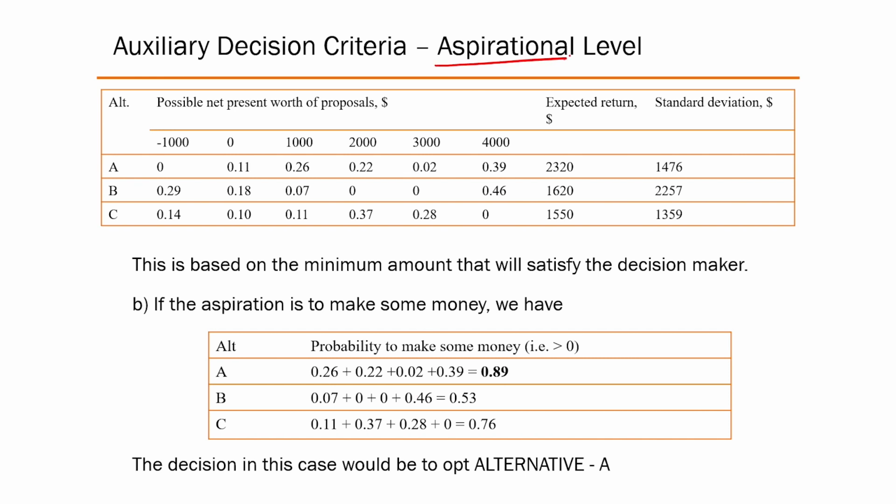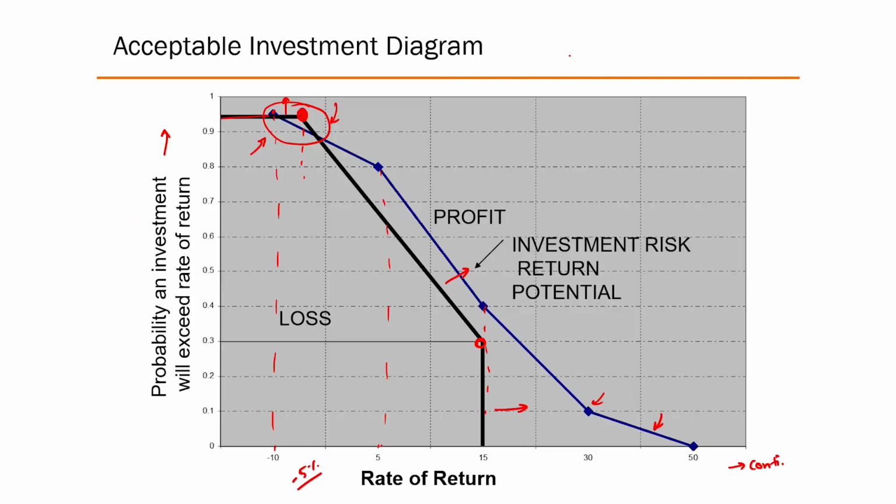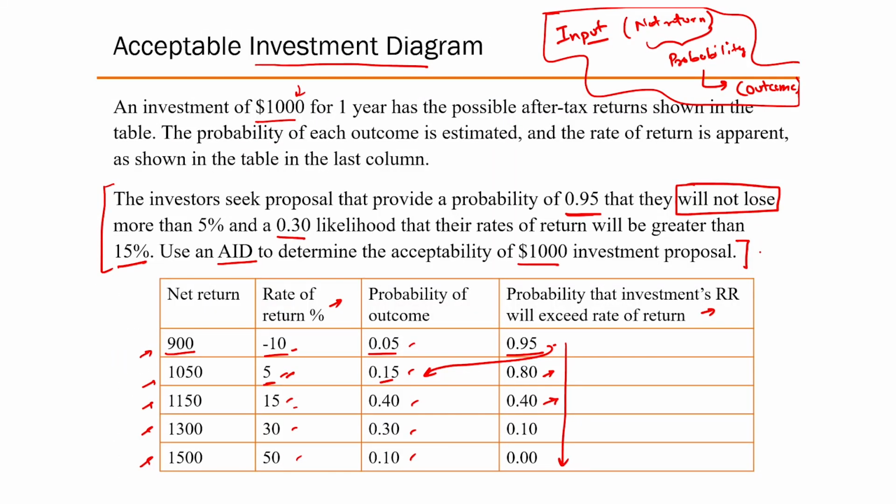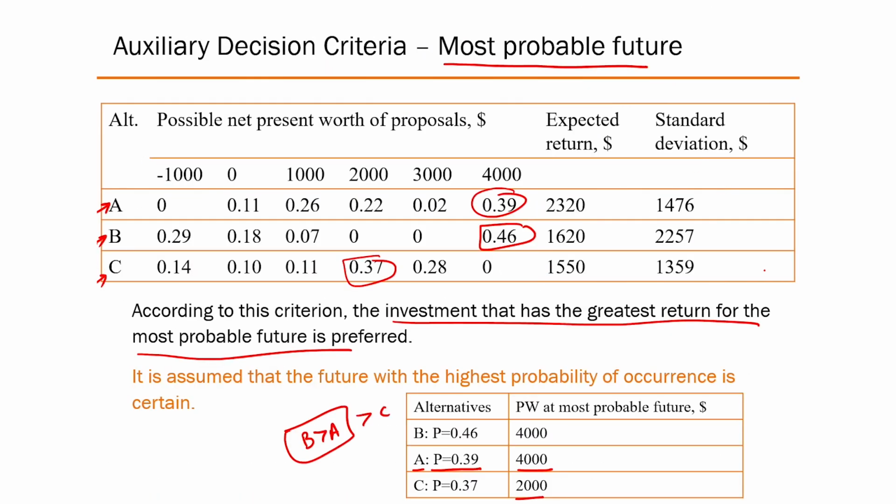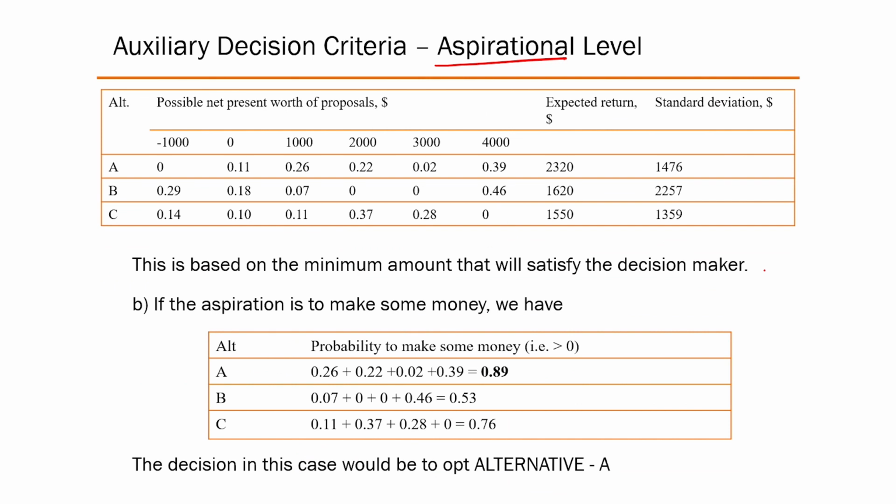So in this case, we talk about something called an aspiration level. This could be any number of things. For example, similar to the diagram that we saw, this is essentially your aspiration, that I want the probability of this to be at least this, and the probability of this to be at least this, and so on and so forth. This is essentially your aspiration level. So you can also use those kinds of criteria. For example, suppose my minimum amount that will satisfy the decision maker is to make some money. It means the probability that this investment will give at least some positive return greater than 0.